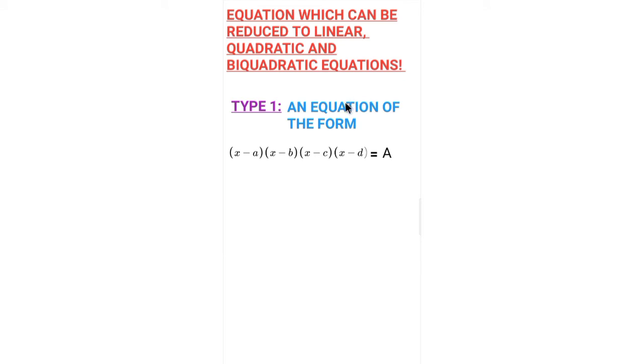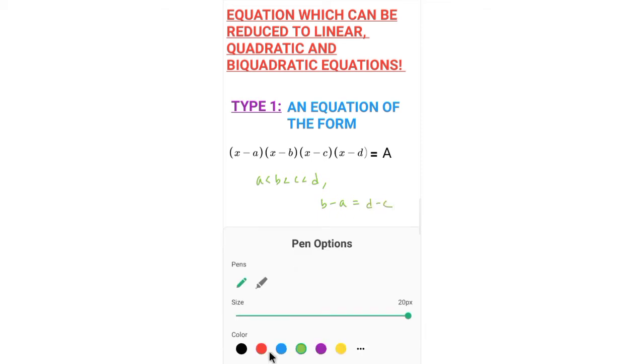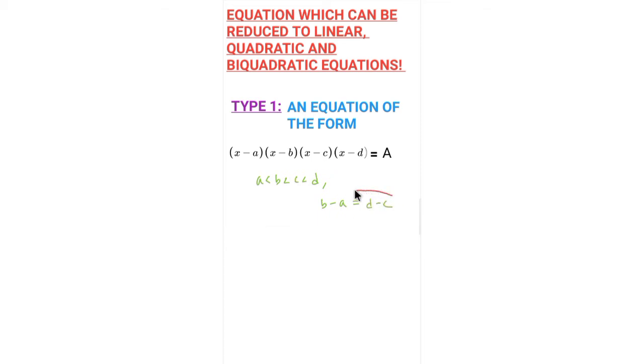It's an equation of the form (x - a)(x - b)(x - c)(x - d) = A, where A is some constant. There are some particular conditions: a < b < c < d, and also b - a = d - c. I think it's d - c. Yes, b - a is equal to d - c. This is an important condition.